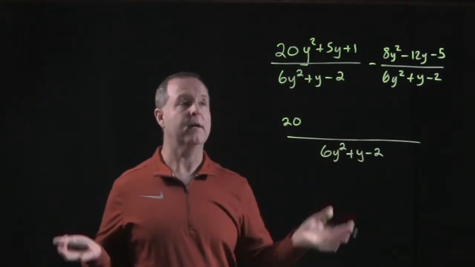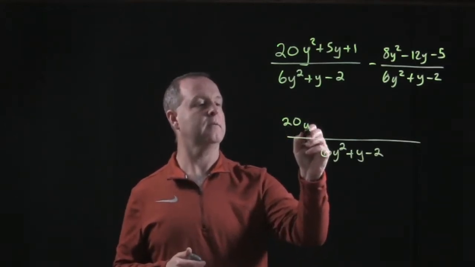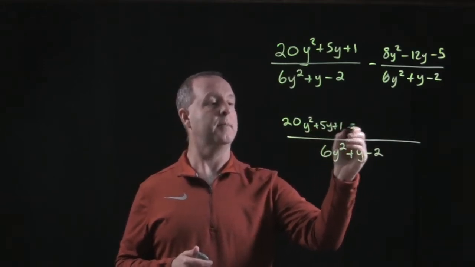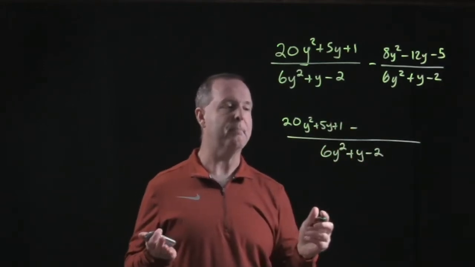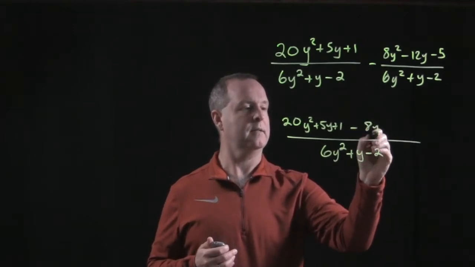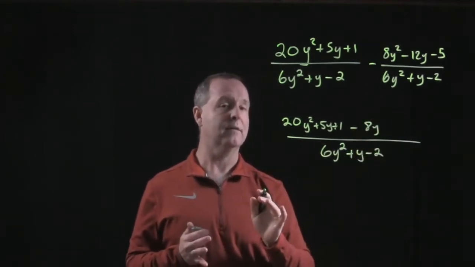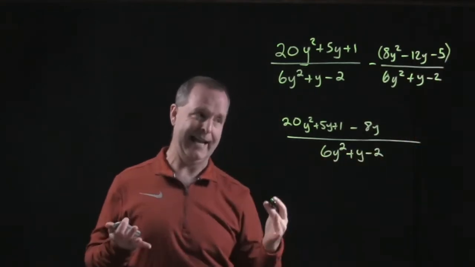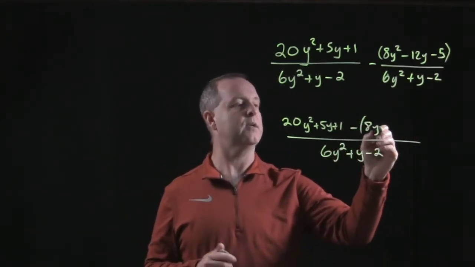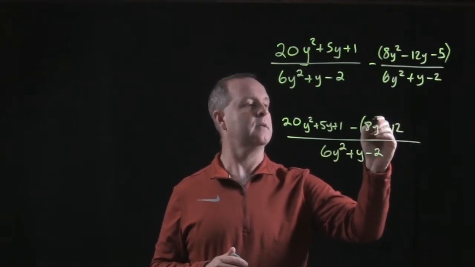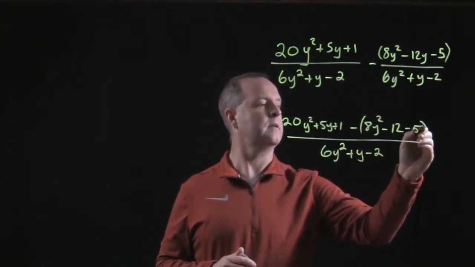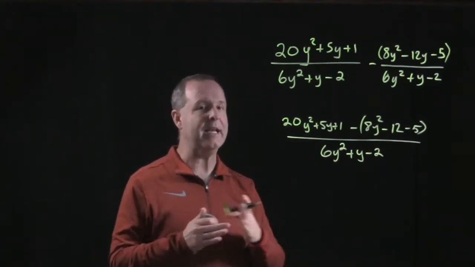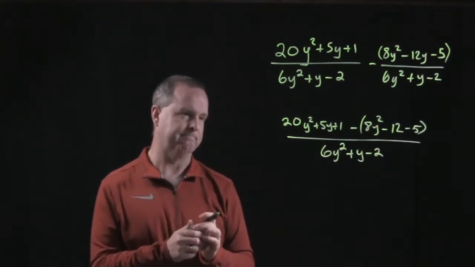There's a common denominator. The numerator: 20y squared plus 5y plus 1, minus, now am I just minusing this 8y? Or am I subtracting the entire term right there? I am. So I'm going to put a parenthesis around this just to help remind me that I have to distribute that negative all the way through that term.